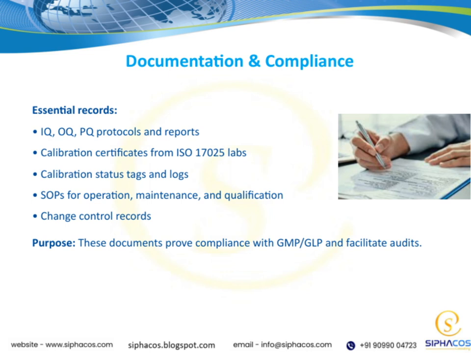Lastly, change control records. These documents are vital for tracking any modifications to our processes or equipment, ensuring changes are managed properly. The overall purpose of maintaining these documents is to prove our compliance with GMP and GLP standards and to streamline audits. Having thorough, organized records not only demonstrates our commitment to quality, but also makes the audit process much smoother and more transparent.